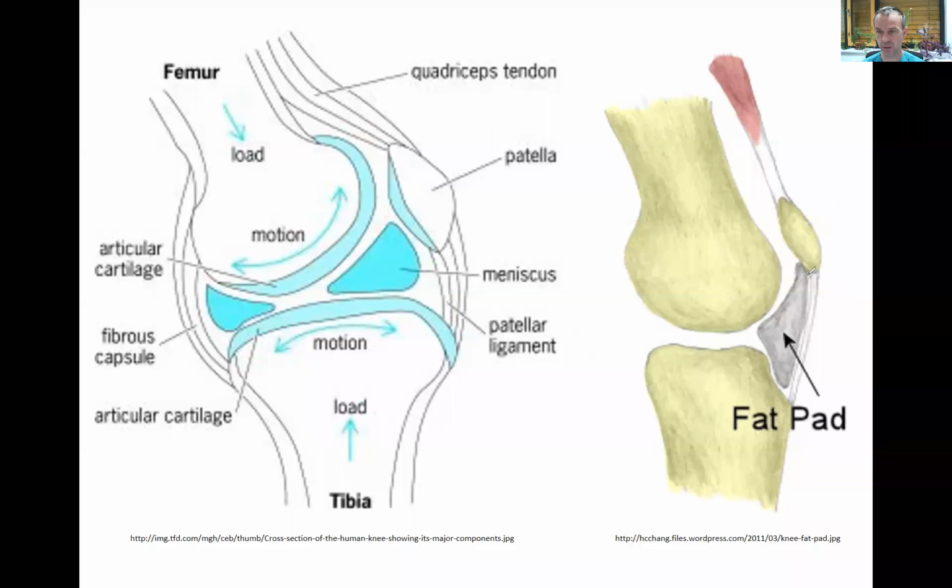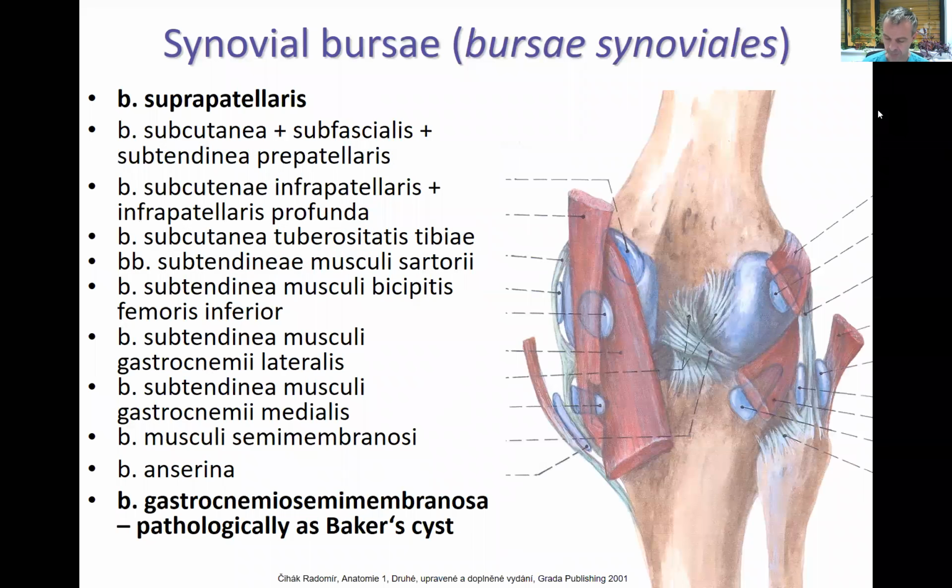This figure shows us the fat pad of Hoffa, which is located below the patella. That's why it's called the infrapatellar fat pad. Then other special structures of the knee joint are the synovial bursae. The figure and the list of the synovial bursae show you where they are located and where they absorb the friction forces which appear during movements.